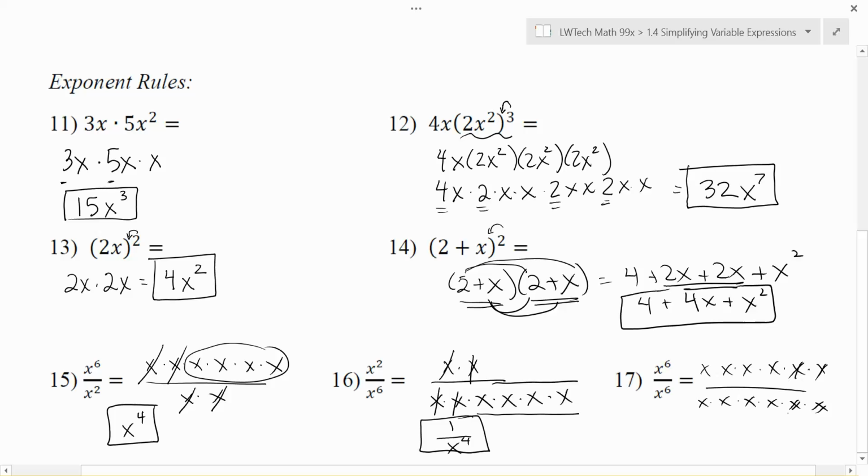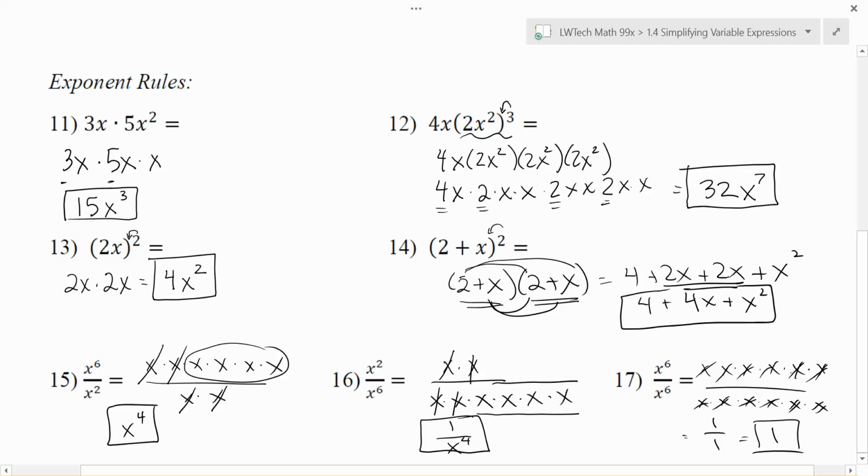And every like term crosses itself out on the top and the bottom, and I'm left just with, if you want to think of it this way, 1 over 1. And we end up with just 1 as a solution. All the x's disappeared as we went through and did that. That should kind of make sense, because if you divide a number by itself, you always get 1, right? 7 divided by 7 is 1, 100 divided by 100 is 1, and so on.